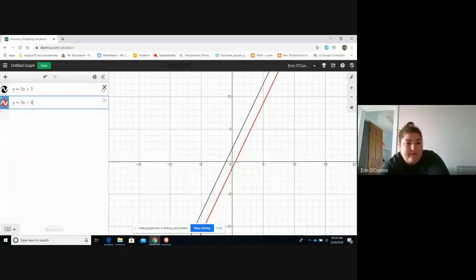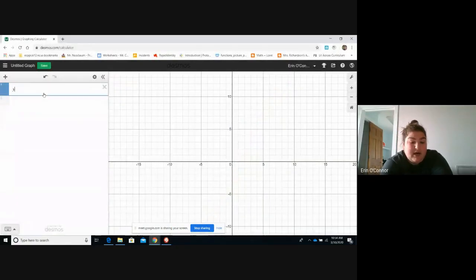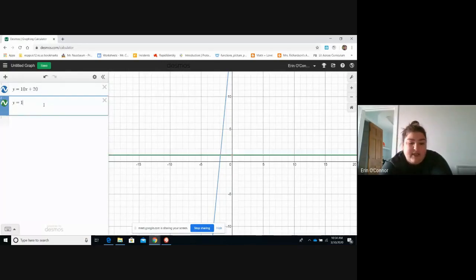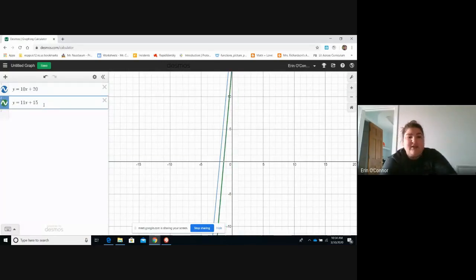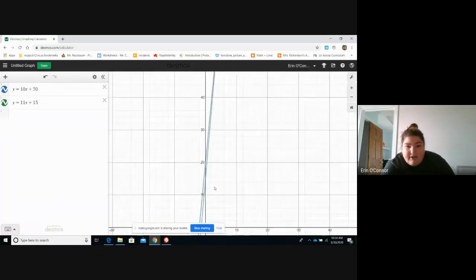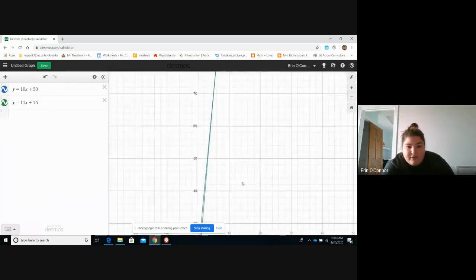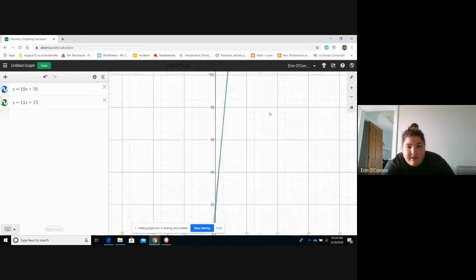So we have y equals 10x plus 20, and the slopes aren't the same, so we know there's going to be at least one solution, and y equals 11x plus 15. The dogs wanted to say hi. And if we zoom out, we're not actually graphing here, but we are using our graphing tools to graph here. Maybe I have to zoom out a little bit more.